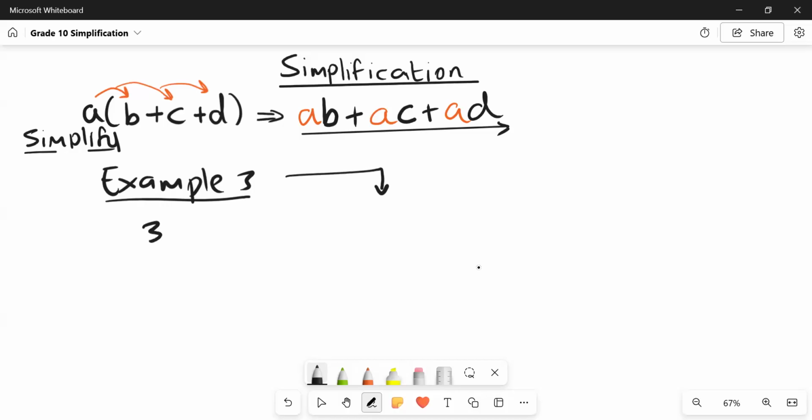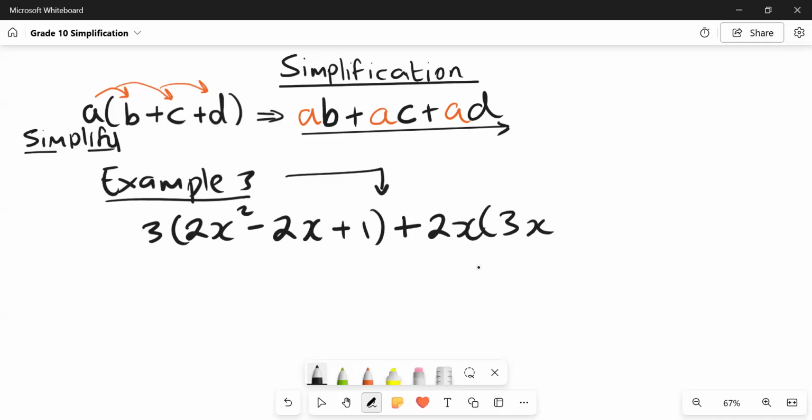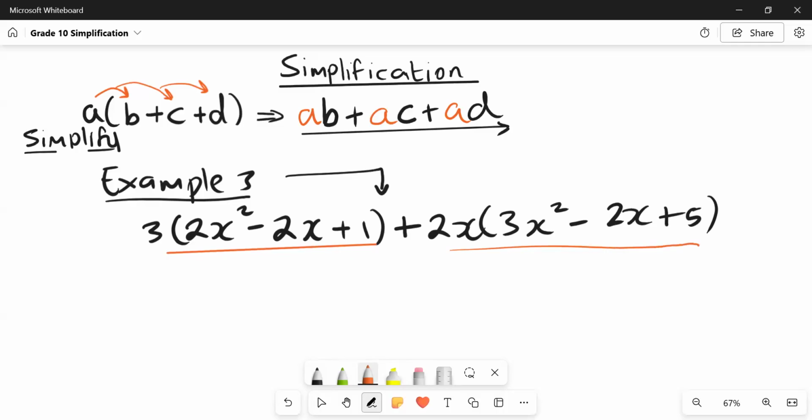They're giving us 3, inside the bracket we have 2x squared minus 2x plus 1, and then there's plus 2x, 3x squared minus 2x plus 5. So now if you check this correctly, you will realize that we are given two distributions here. This is the first one, you apply the distribution law. Second one, you apply the distribution law.